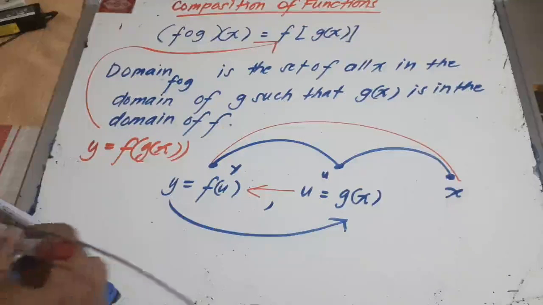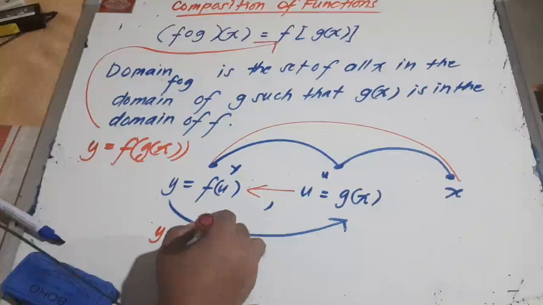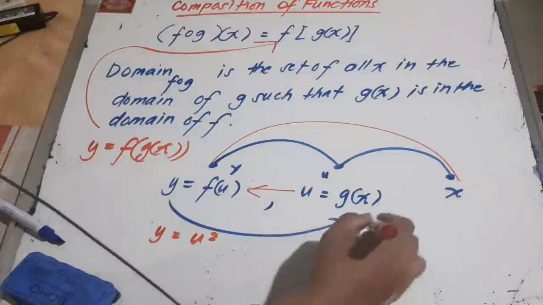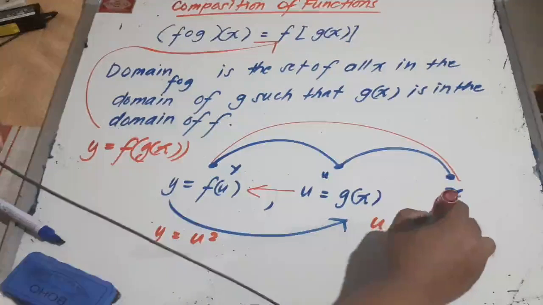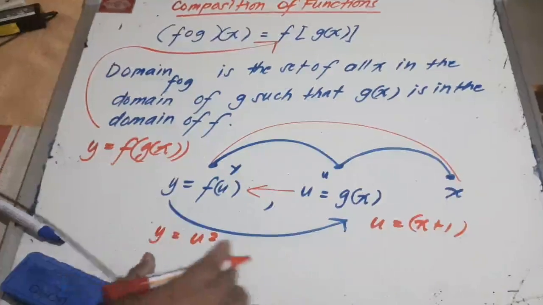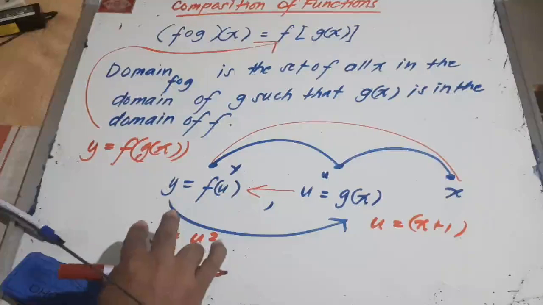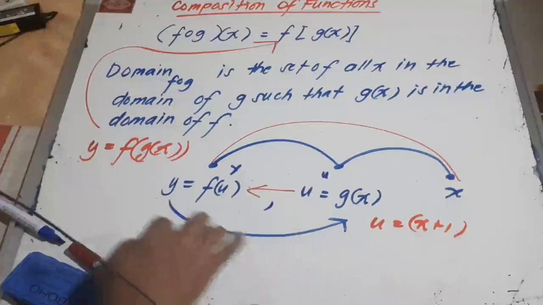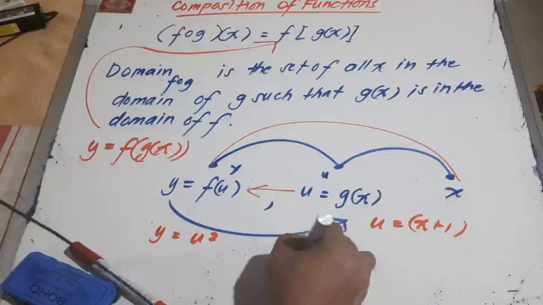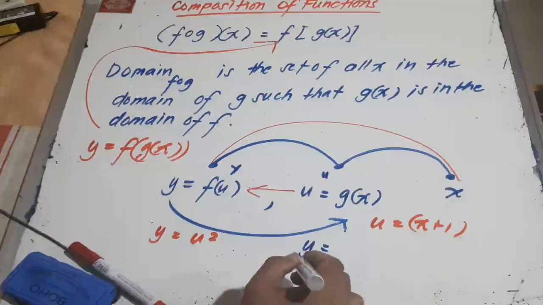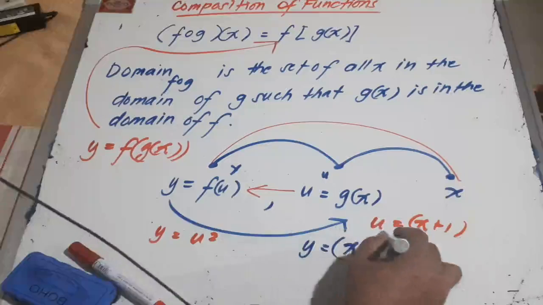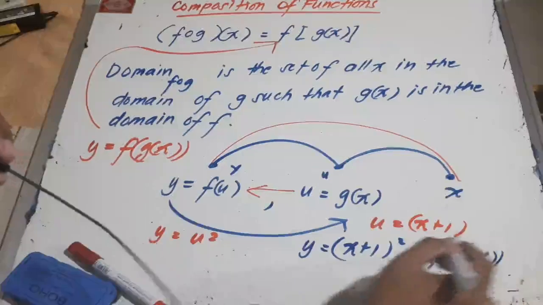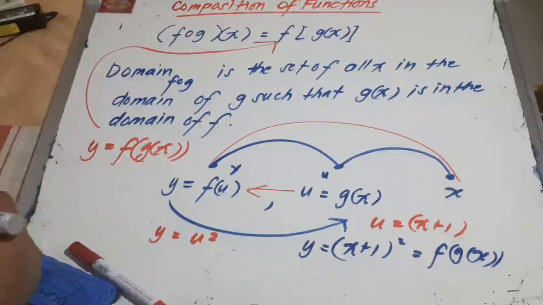Okay? So parang ganito, if we have y equals, let's say, u squared, and then u is equal to x plus 1. So para makapag-form tayo ng function of y in terms of x, x plus 1 will be substituted here. So we have y equals, u is x plus 1, so that will be x plus 1 squared. So this is now your f of g of x. Okay, so that is what we call a composite function.